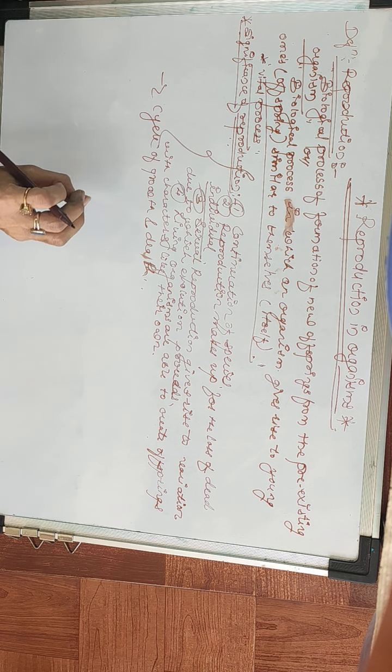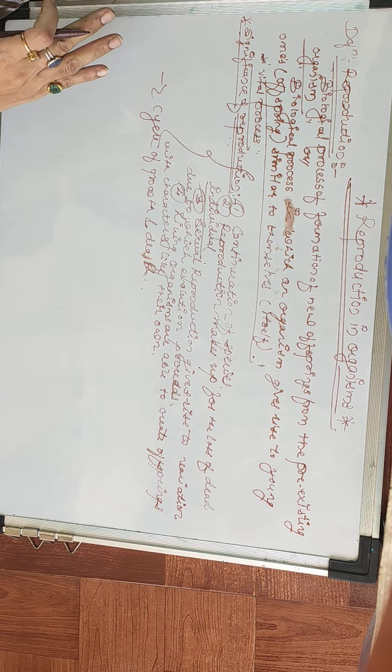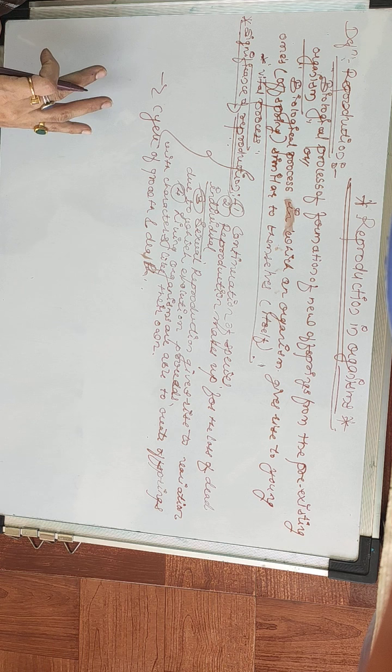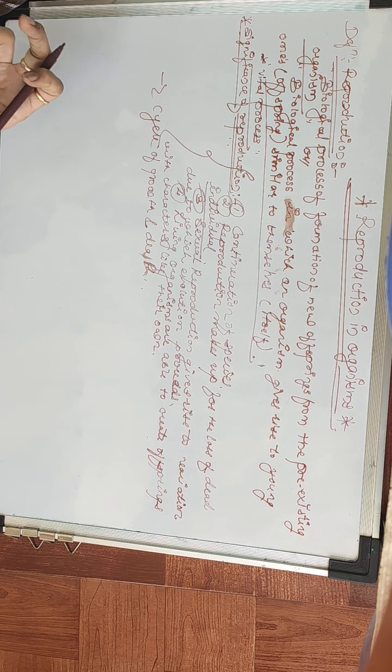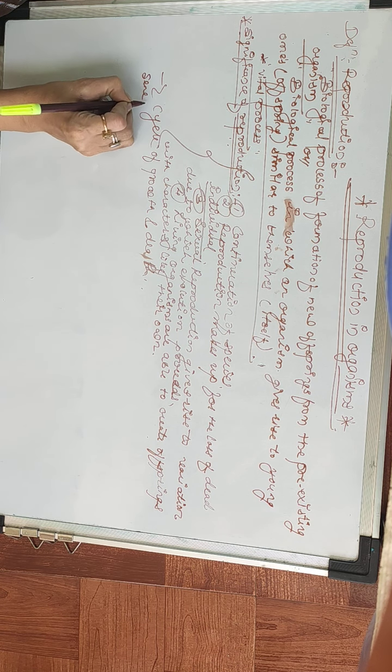It means that reproduction ensures the continuity of the species, generation after generation, as the older individual undergoes senescence. Senescence means the loss of the cell's power of division, or we can say the condition of deterioration according to age. This process is known as senescence.